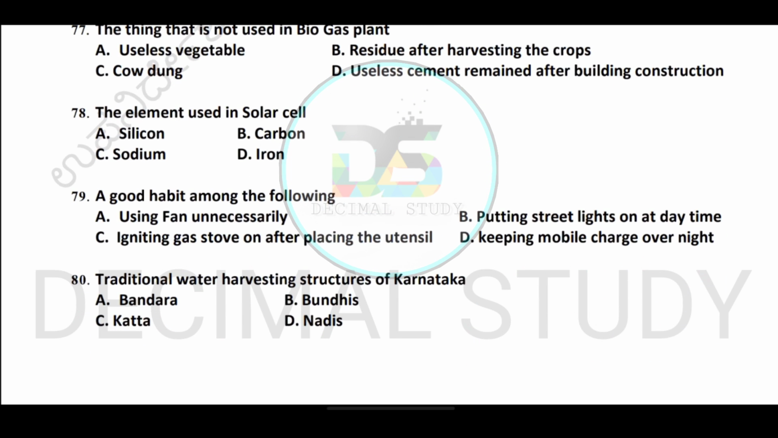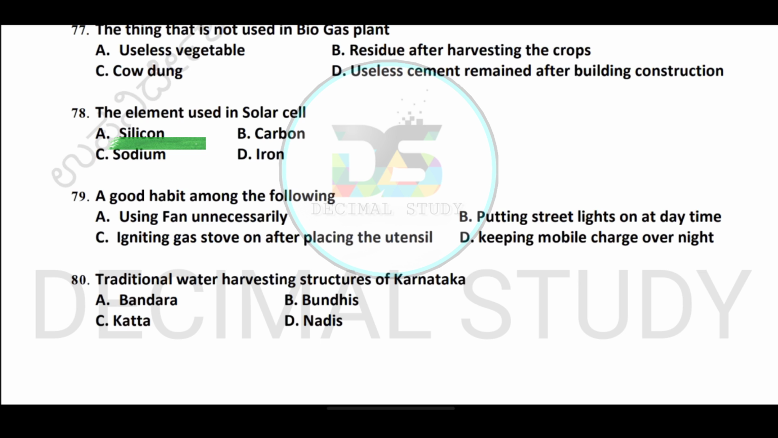Question number 78. The element used in a solar cells. Options are option A, silicon. Option B, carbon. Option C, sodium. Option D, iron. The right answer is option A, silicon.